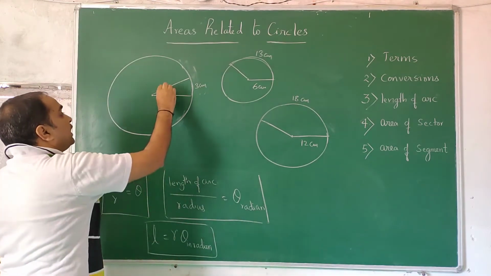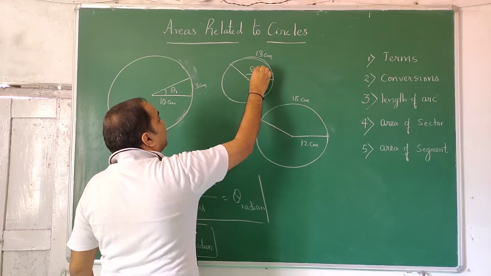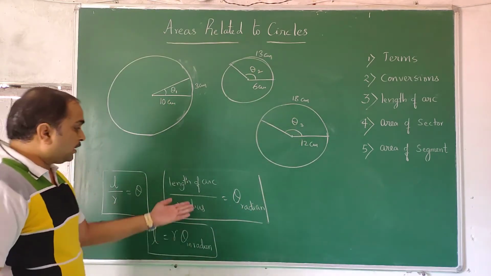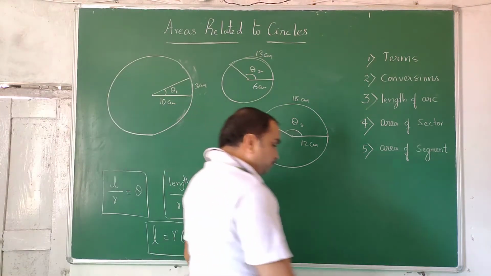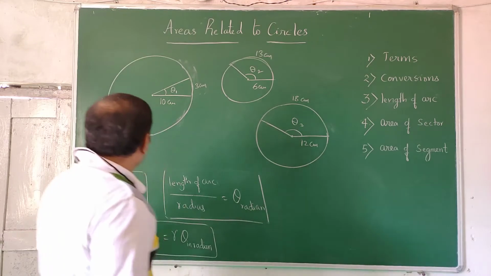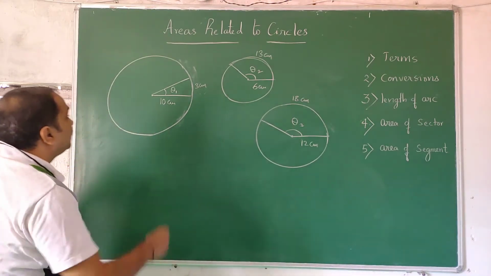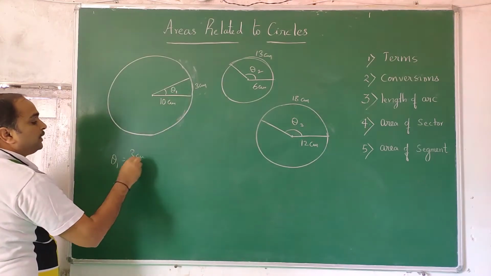Now, what is this angle in radian? Theta 1. What is this angle in radian? Theta 2. What is this angle in radian? Theta 3 is our question. As we know the formula, theta in radian is length of arc by radius. So, let us do the first angle. In radians we will find it out. Theta 1, length of arc, 3 centimeters by 10 centimeters.